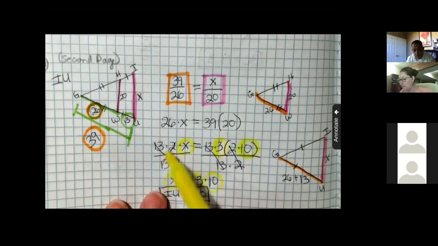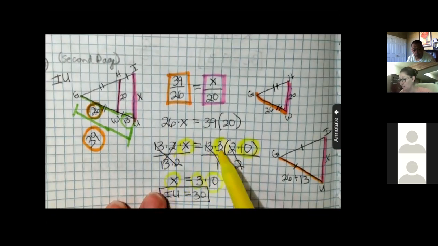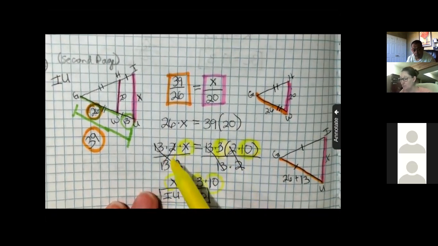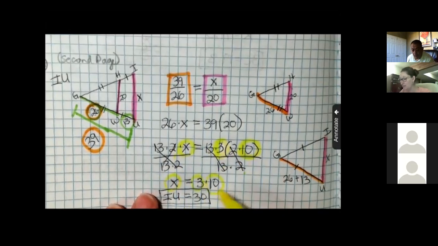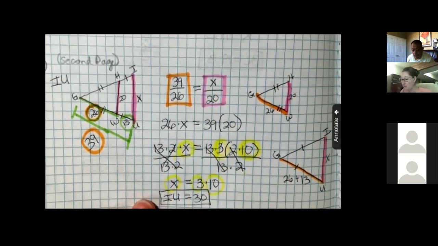Well, this is set up this way because 26 was 13 times 2, and 39 is 13 times 3, and 20 is 2 times 10, and I'm trying to get rid of 13 times 2. So I divided by 13 times 2, so this goes away, leaving the X to bring down. And then this 13 cancels out, this 2 cancels out, leaving the 3 to bring down and the 10 to bring down. And then I can combine those because they're like terms. I just multiply them to get 30.